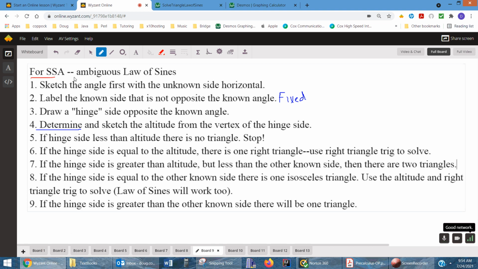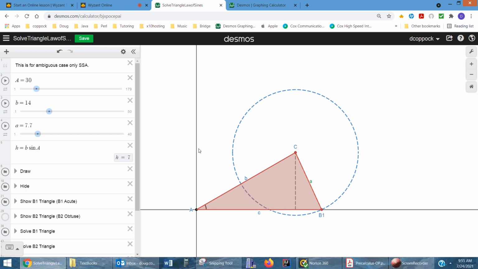How do you sketch a diagram to do this ambiguous law of sines? Well, I'm not going to read through this whole thing, but I'll just talk about the first 4 here. Sketch the angle with the known side first, so you might label this as 30. Put the fixed side here. Picture a swinging hinge side here and calculate the altitude. And if A is greater than that altitude but less than the fixed side, you know you're going to have 2 triangles.